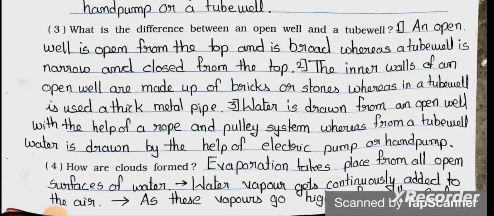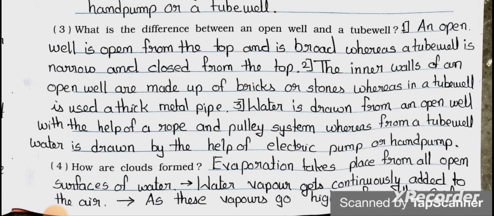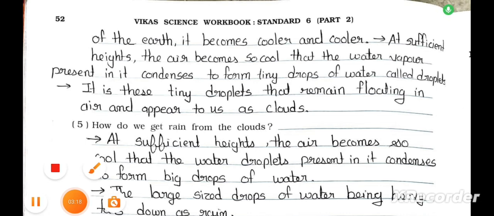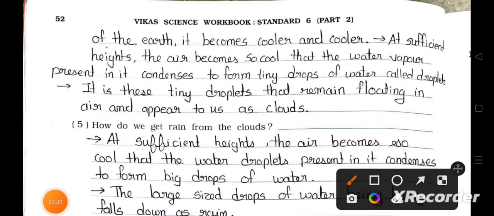See the question number 4. How are clouds formed? Answer is evaporation takes place from all open surface of water. Water vapor gets continuously added to the air. As these vapors go higher from the surface of the earth, it becomes cooler and cooler.